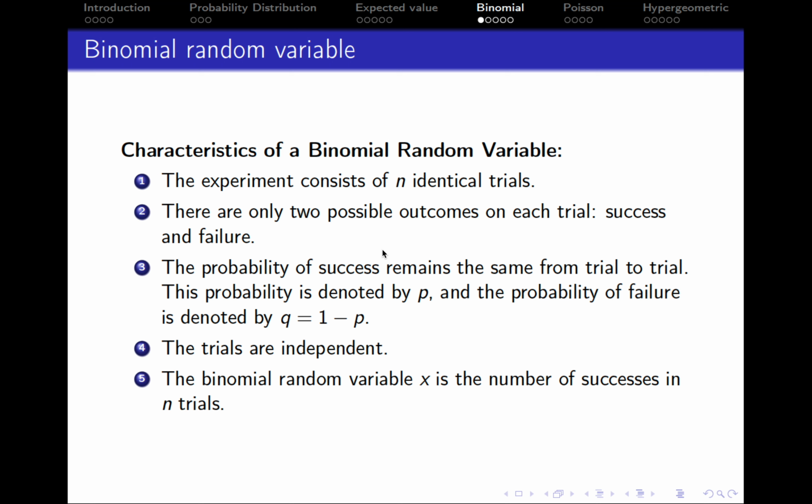There are only two possible outcomes on each trial, either success or failure. And the probability of success remains the same from trial to trial. The probability is denoted by P, and the probability of failure will be denoted by Q, which is just 1 minus P. The trials are also independent, so they do not depend on each other. And the binomial random variable is the number of successes in n trials. So we will be calculating the probability that the number of successes is equal to some value x.